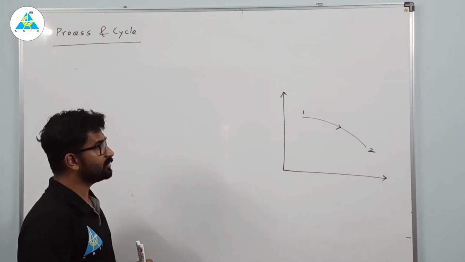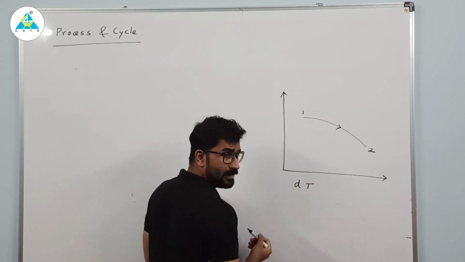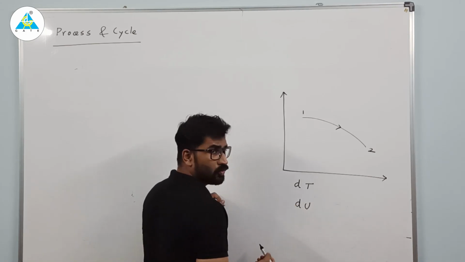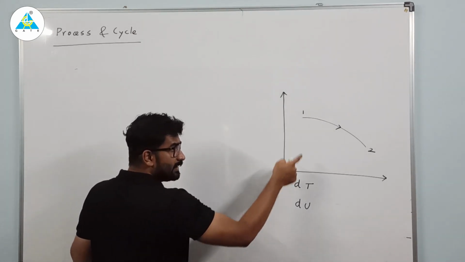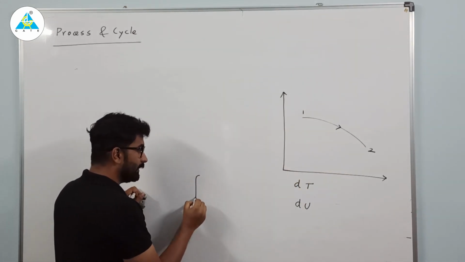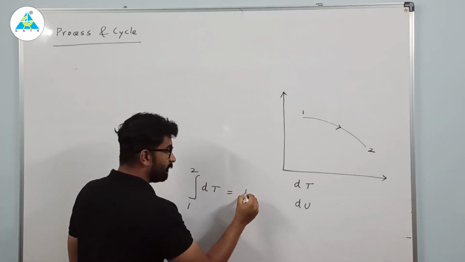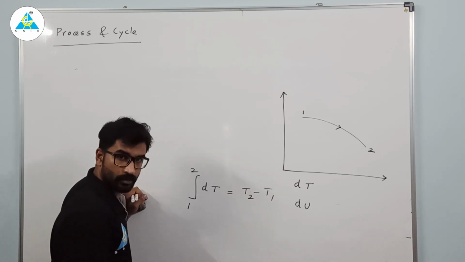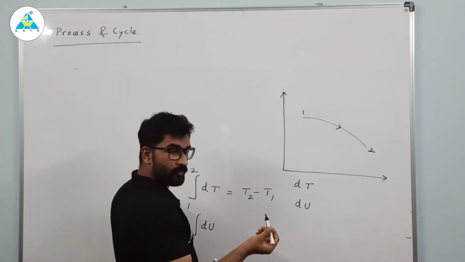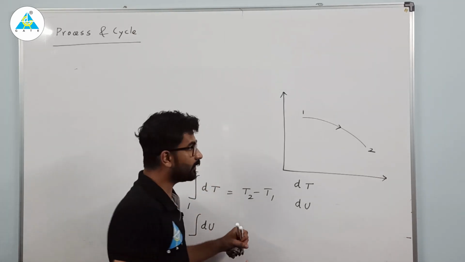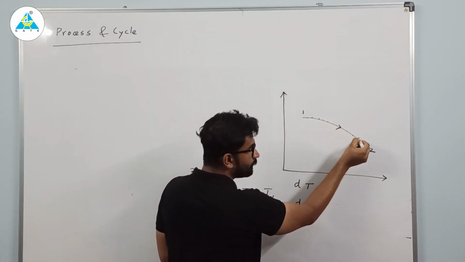So what is the change, right? What is the change in temperature? I will write the change in temperature is dT, change in internal energy is dU, change in pressure is dP, anything. So if I am integrating this dT over this 1-2 process, I can integrate it like this, dT from point 1 to 2, and the value will be T2 minus T1. Easy. Integration of dU, right? Why am I integrating? Because each and every point is an equilibrium state, right?